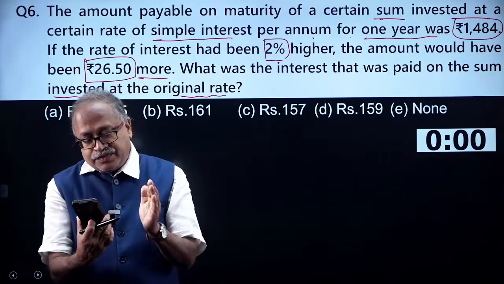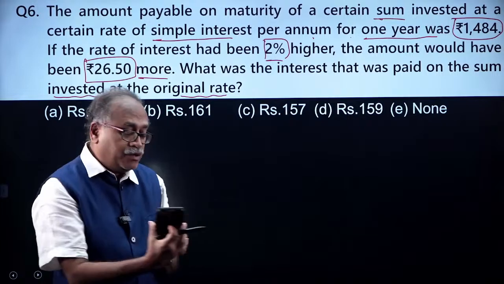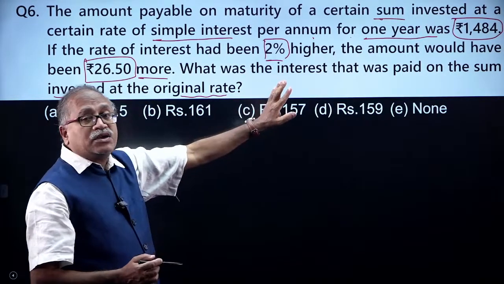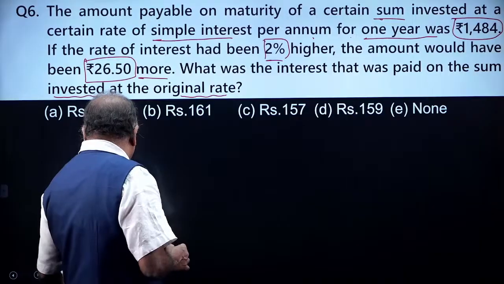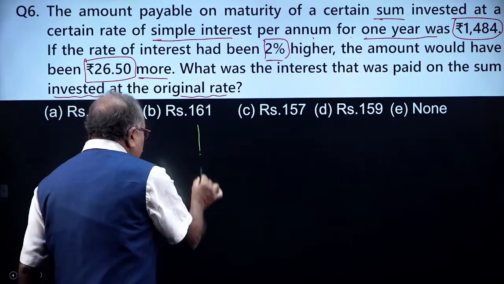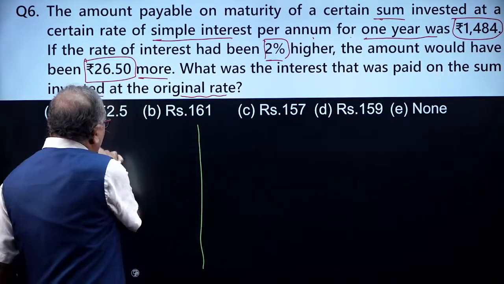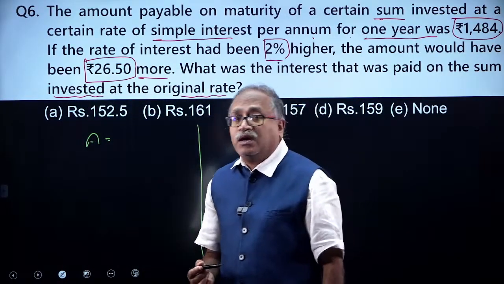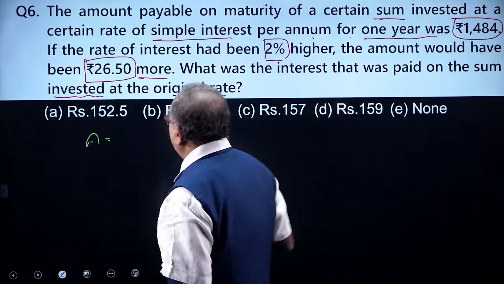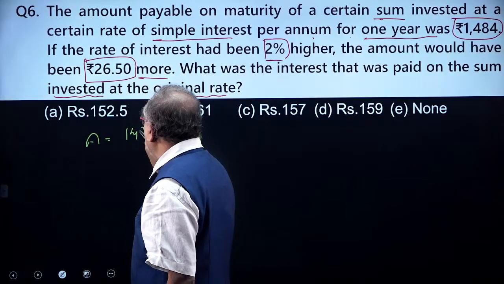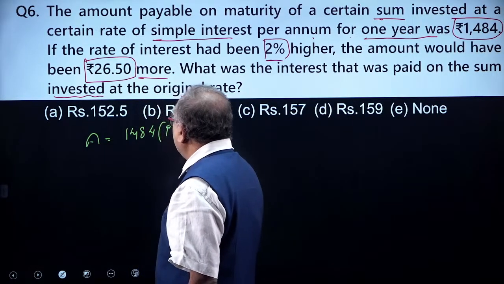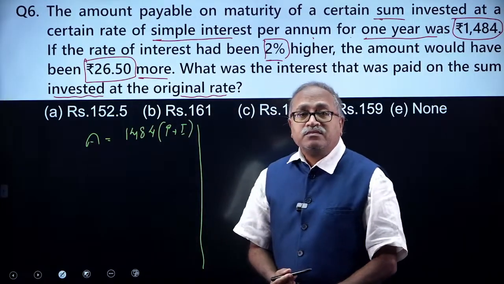Here, some of you got stuck. See what is given here. I am just writing what values are given to us. I have the amount, 1484. I know that is principal plus interest.